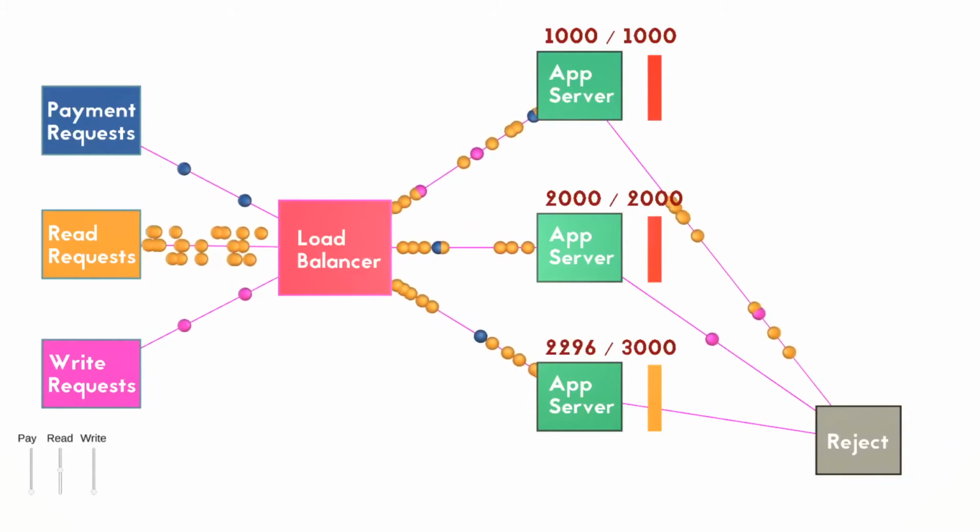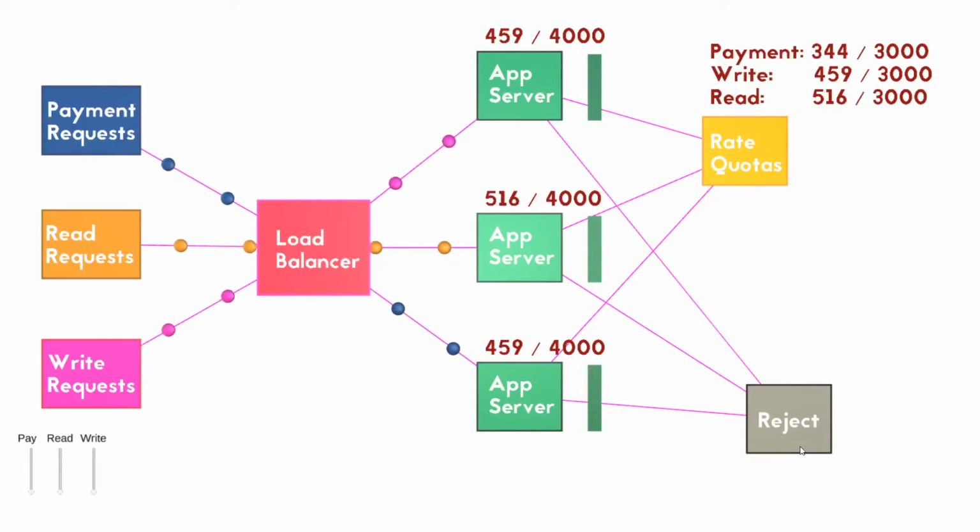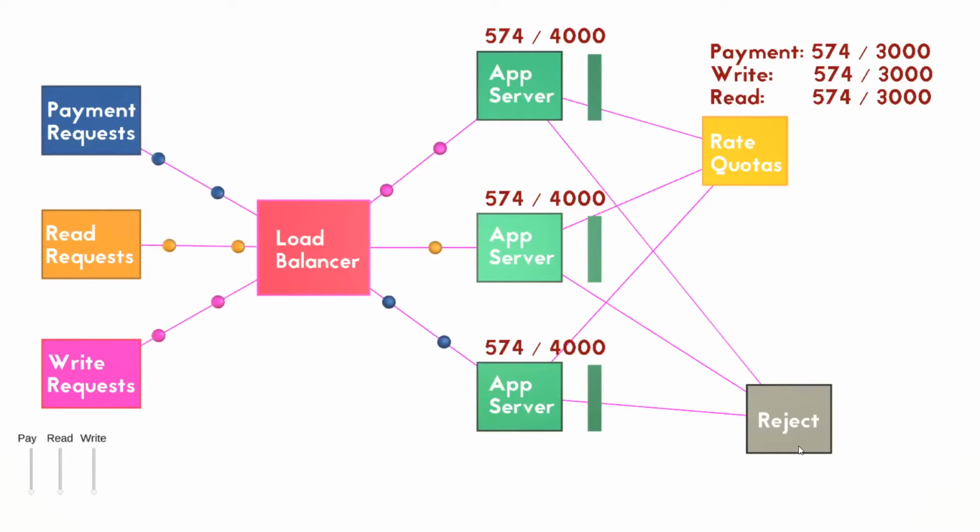So here we have our web application with a centralized rate limiting service called rate quotas. This rate quotas service has configured three different rate limits for payment, write, and read. In this case, we have set all the three to 3000 respectively. Every app server continues to have its own maximum limit, which in this case is set to 4000 for all the three servers.